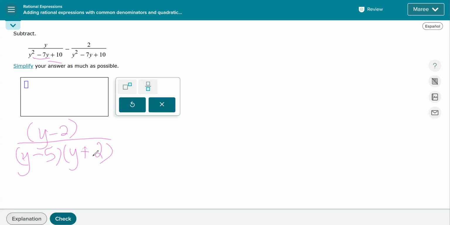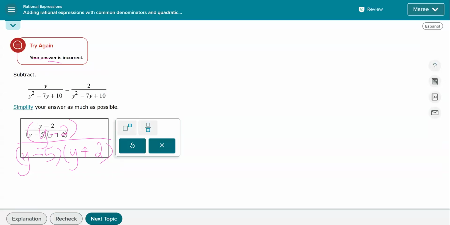So we're not going to be able to cancel anything. Let's put in our answer that way and see how it works. Again, we don't have to put the y minus 2 in parentheses, but we can. These two we do need to put in parentheses. And y plus 2. See if this works. Try again. Okay, so we subtract y minus 2.